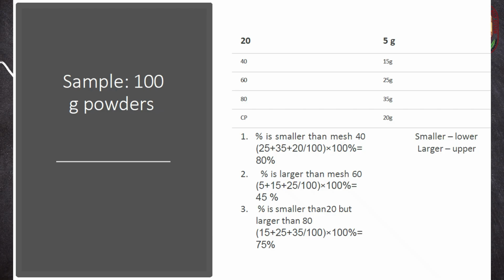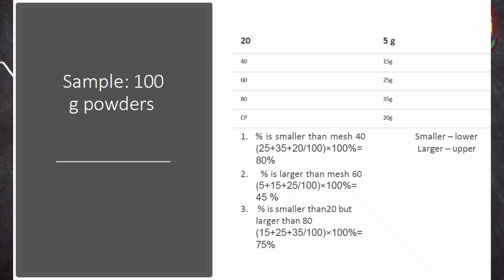Now let's look at a simple example of sieve analysis calculation. Suppose we have 100 grams of powder, and after sieving, the distribution looks like this. 5 grams stayed on the 20 mesh sieve, 15 grams on the 40, 25 grams on the 60, 35 grams on the 80, and the remaining 20 grams collected in the pan.